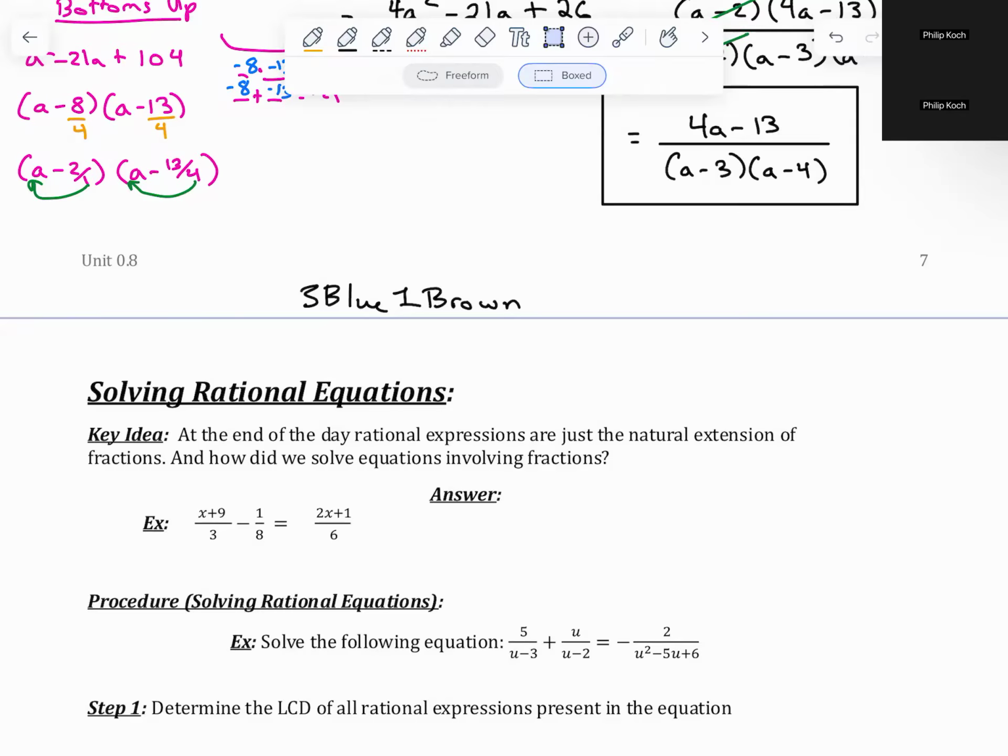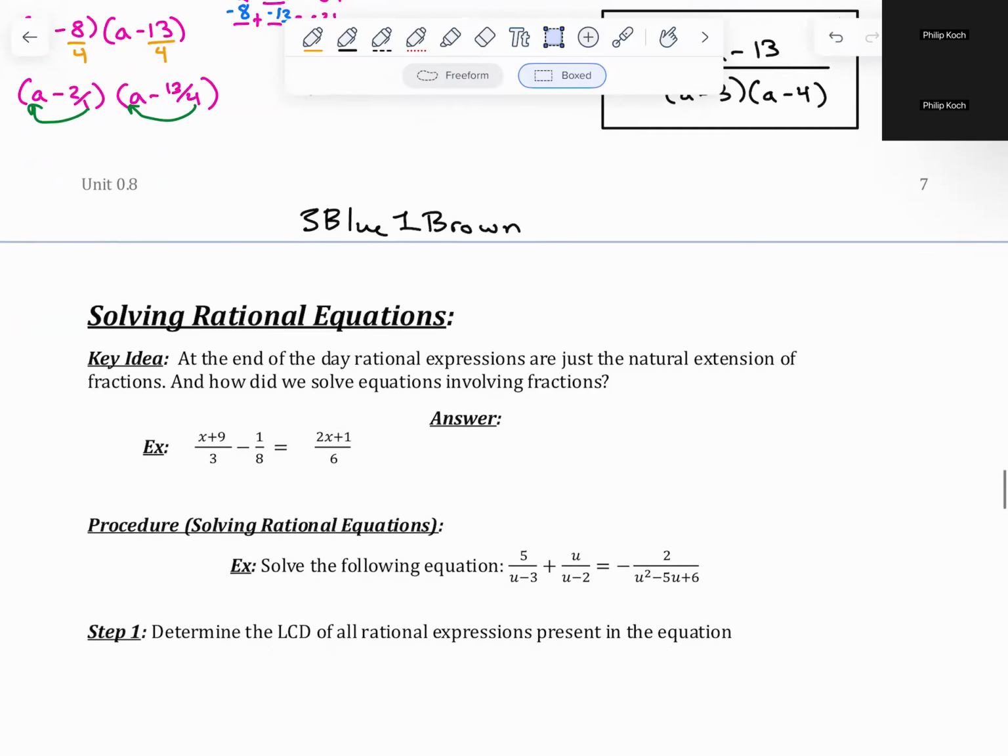So we have 2 more sections to deal with in this thing. It's been a big day. We've done a lot of stuff about rational expressions because there's a lot to them. So the next thing we're going to talk about is how to solve rational equations. Like, look at this one here. 5 over u minus 3 plus u over u minus 2 equals negative the quantity 2 over u squared minus 5u plus 6.